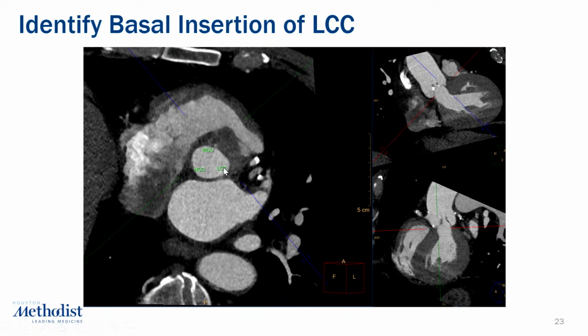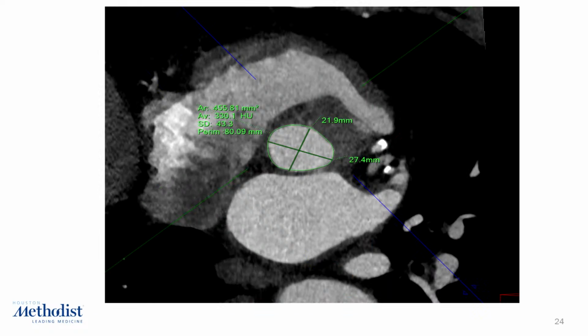The annulus is a virtual ring formed by the basal insertion point of all three leaflets. Once you identify the lowest insertion point of all three leaflets, then you can do your measurements. So using a spline contour, you just mark the edges of the annulus, and then you measure your widest dimension and your perpendicular dimension. And then you report your perimeter, your area, and these two dimensions.